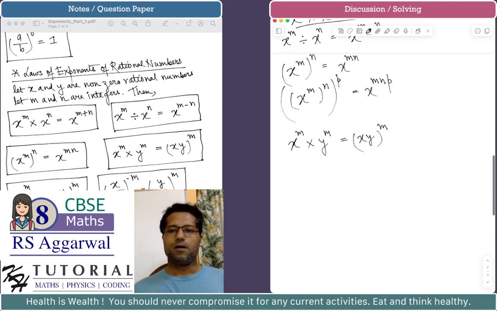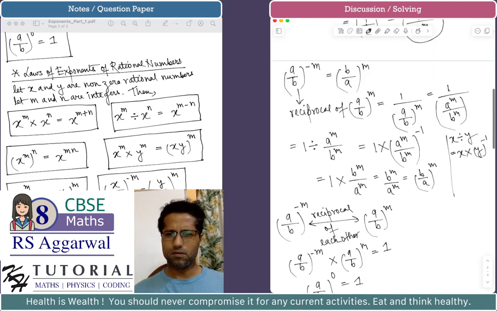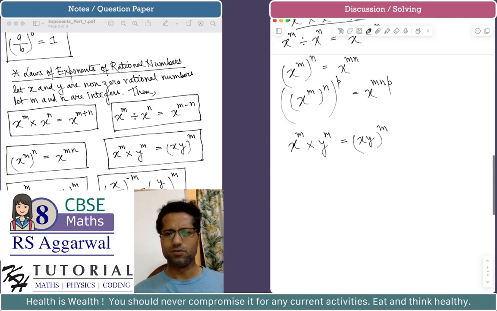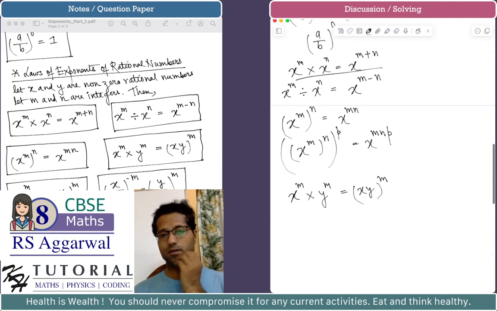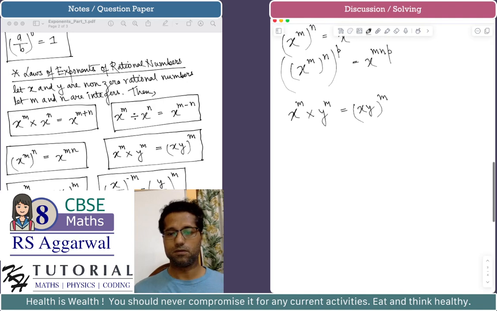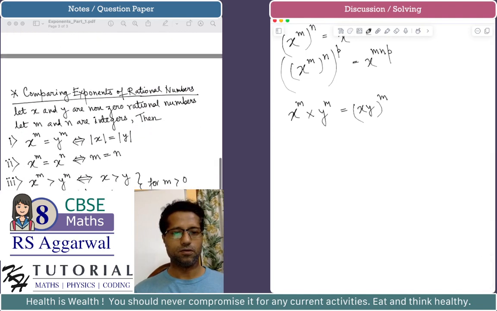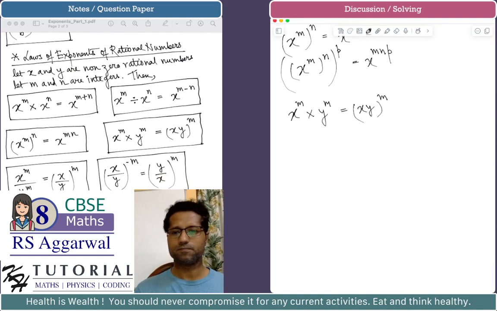Now I do not think you will require some examples to illustrate these. These are pretty straightforward things that you must know. So let me discuss all the laws, then I will try to solve some example problems.